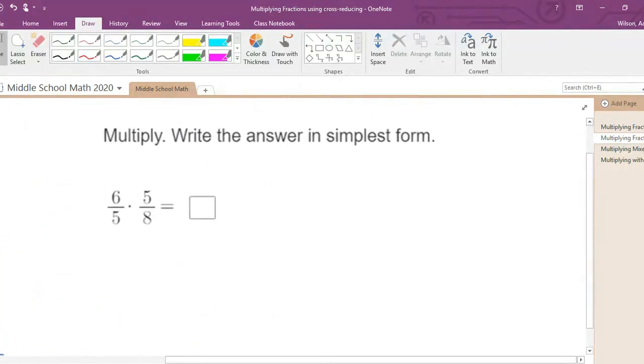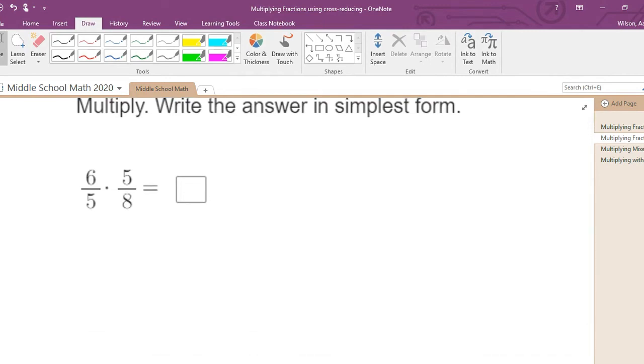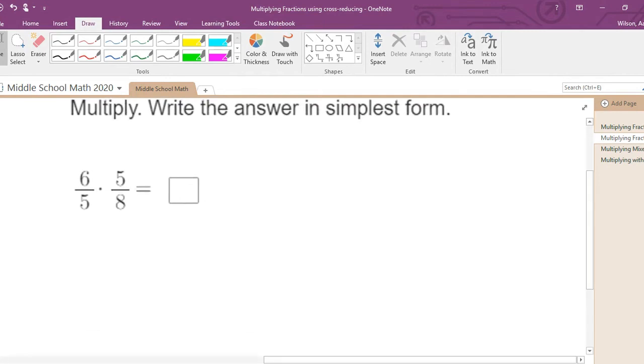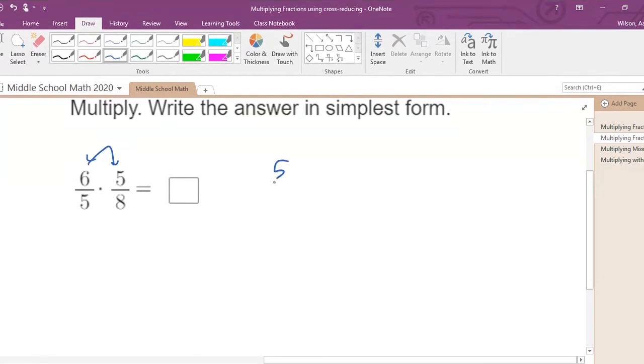On into the next one, keep in mind we're always writing these fractions in simplest form. You have 6/5 times 5/8. Well, we could switch this, so I can show you what I mean by switching. I'm not going to use 6/5. I'm actually going to switch those two numerators. So it's actually going to be 5/5 times 6/8.